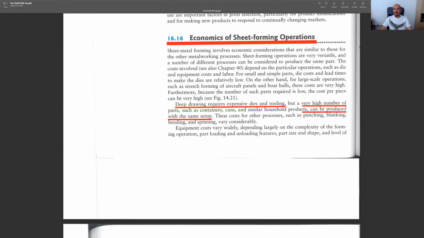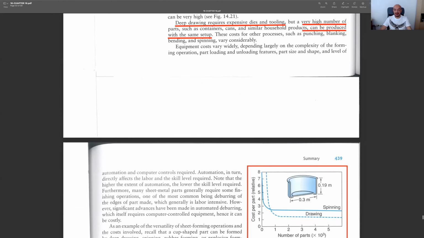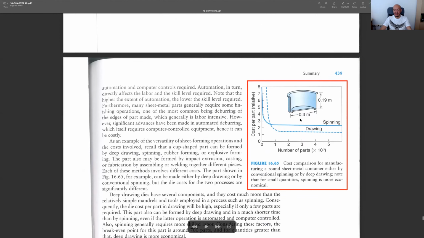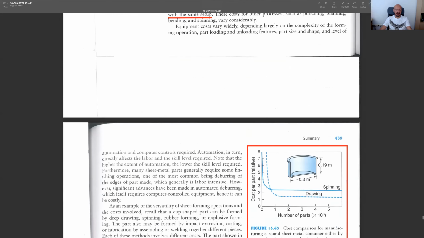Let's briefly look at the economics behind deep drawing. It's a very useful process, but you should be careful about the number of products you're going to manufacture. If it's low, then obviously you shouldn't go with deep drawing, but if the number is high, then you may use deep drawing since it's highly useful, as you see, for this shape, for instance. If the number is higher, it's much better than spinning, and it's also much better than casting and some other manufacturing operations.